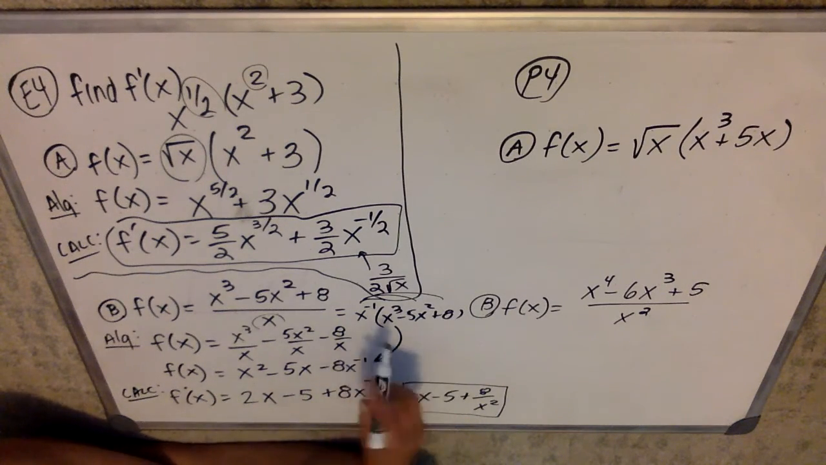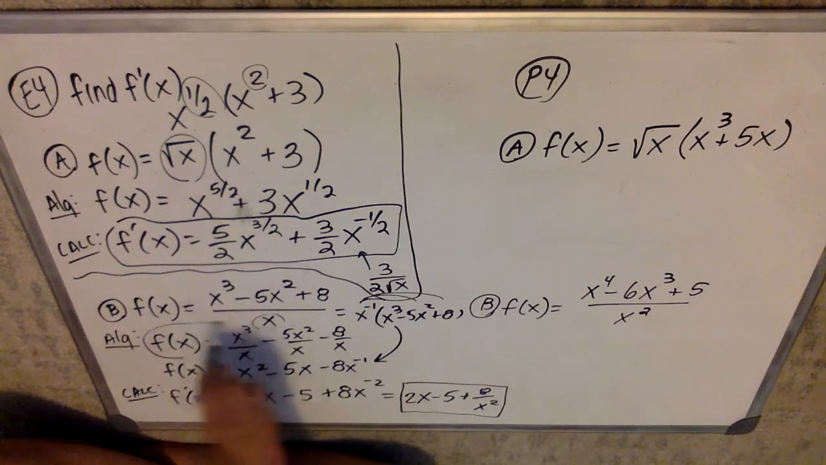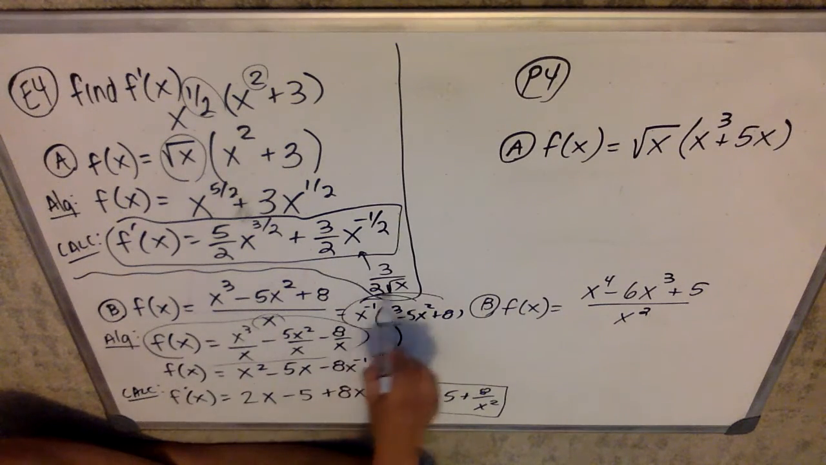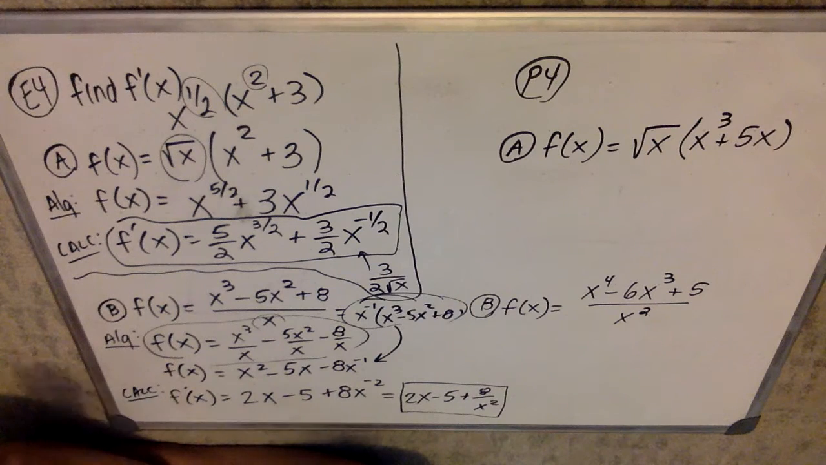So either way you think about it, whether you think about it as splitting up the fraction or as distributing an x to the negative first, it's going to get you the same answer. And then you differentiate, and this should be your answer. So pause me if you want. I'm going to go ahead and walk through P4. And again, if you want to do it before I do it, you should pause me now.